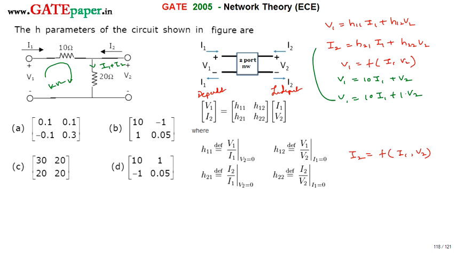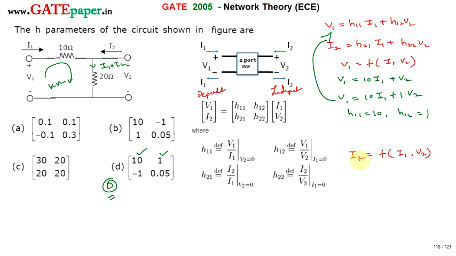Compare this V1 with the definition. So H11 is equal to 10 and H12 is equal to 1. This is H11 and this is H12. So the right option is D directly. You can point out the answer directly, but we will calculate H21 and H22 also.